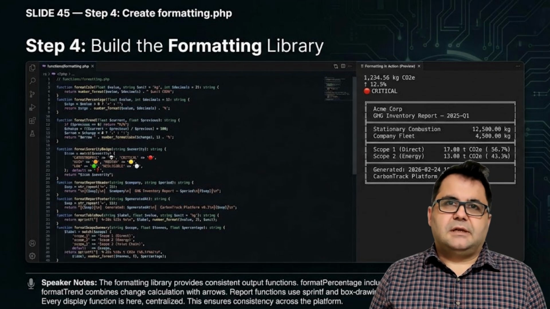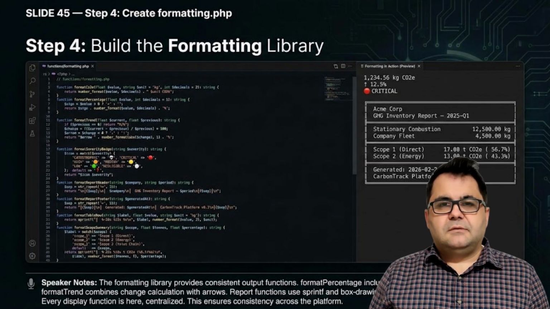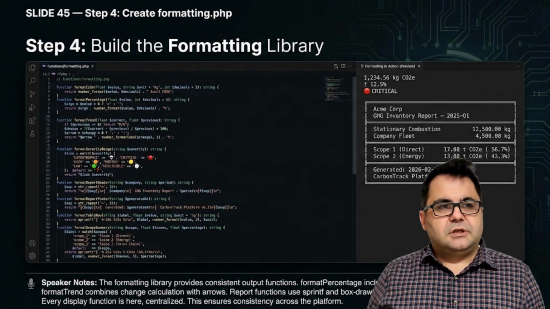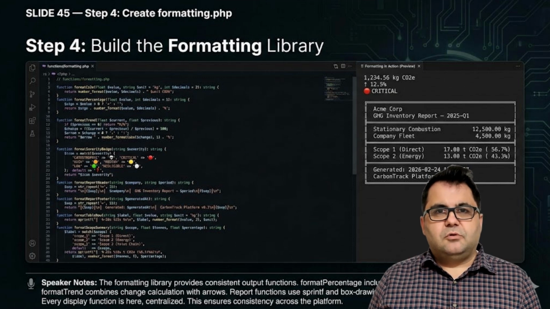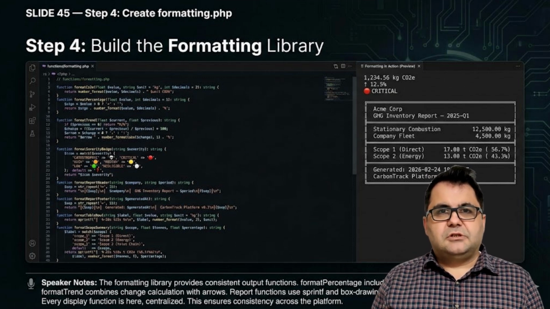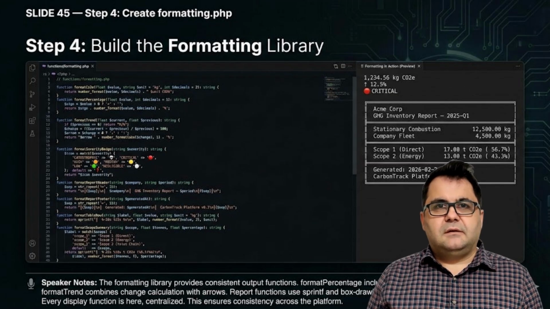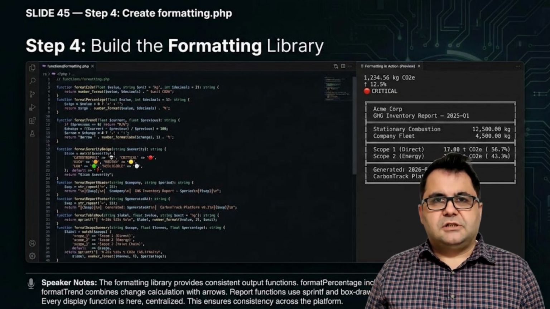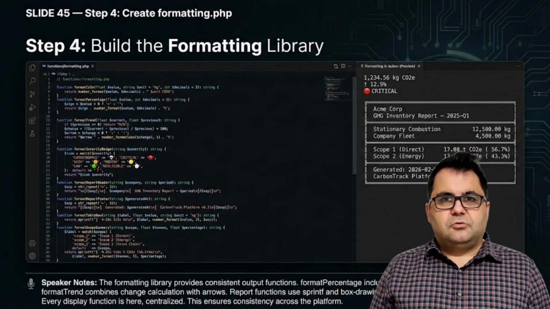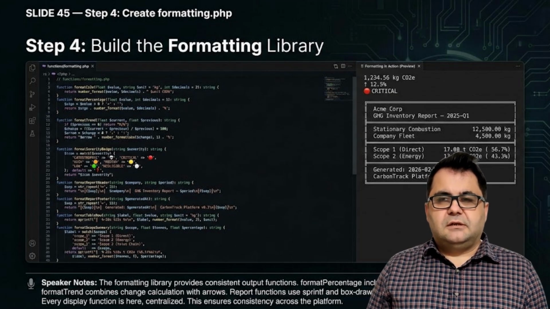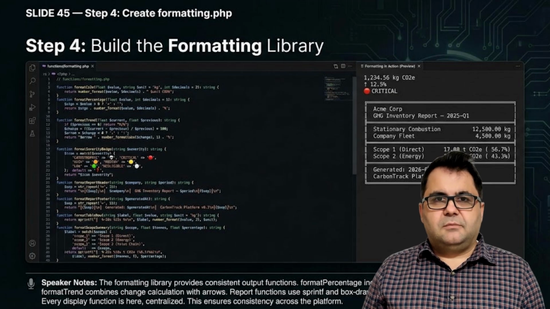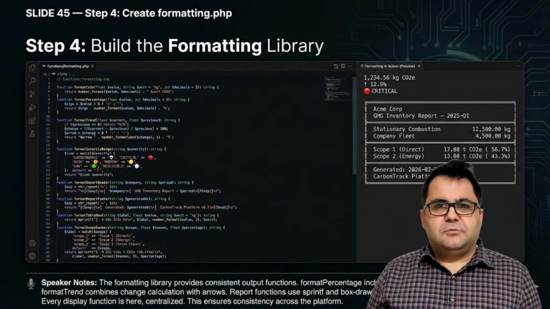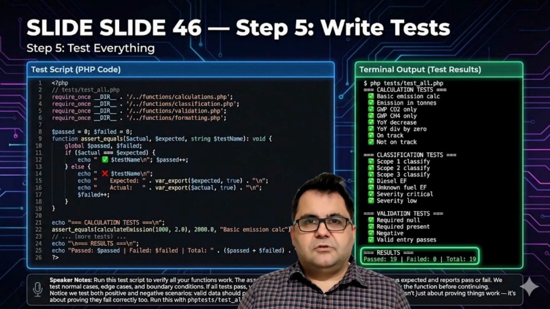The formatting library provides consistent output functions for our entire platform. Format percentage includes a plus sign for positive values, plus 12.4%, is more informative than just 12.4%. Format trend combines the change calculation with the arrow display. The report functions, header, footer, table row, scope summary, use sprintf for precise alignment and box drawing characters for visual structure. Every display function is here, centralized. When we move to web output in later weeks, these functions will generate HTML instead of text, but the interface remains the same. Run this test script to verify all your functions work.